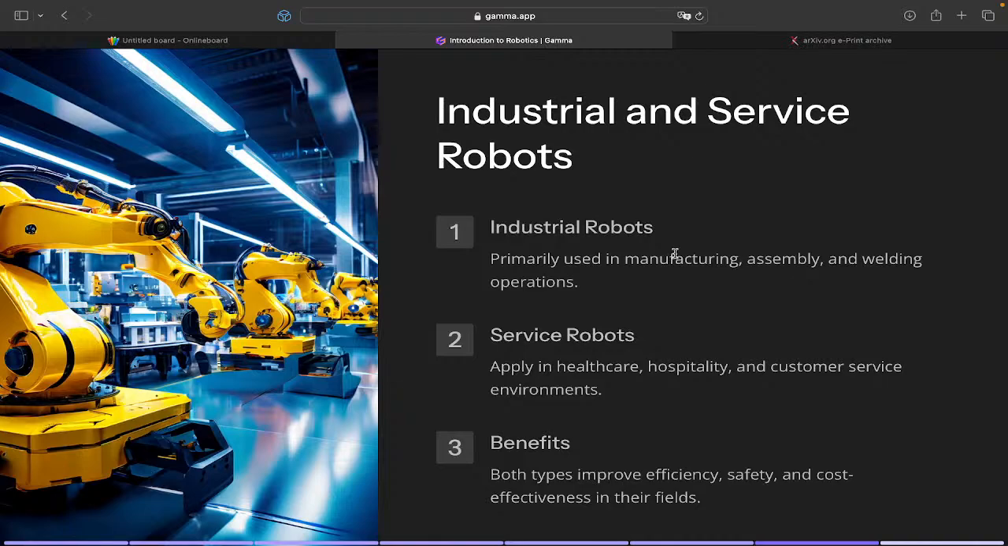Now, service robots are, of course, as I told you in the start, in healthcare, hospitality, and customer service environments. If you go to the international airports of Korea, or the international airports of the US or Japan, you are going to meet robots which are actually moving around the airport.